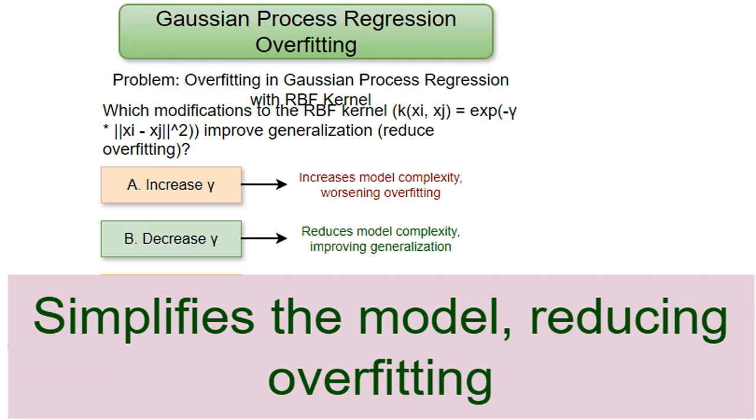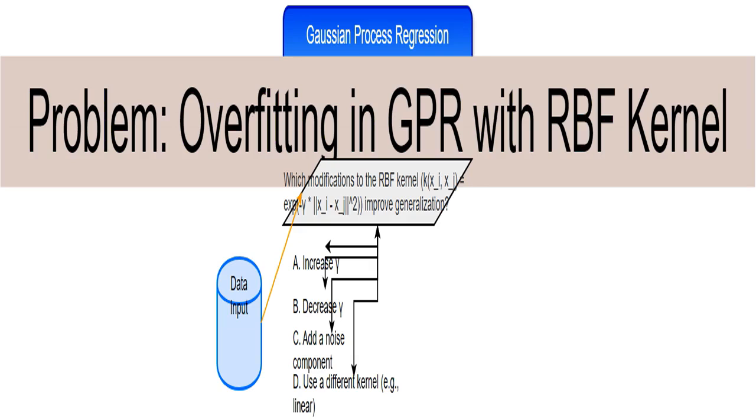Switching to a simpler kernel, like a linear kernel, is another way to reduce the complexity of my model. It is like changing the shape of my model from a complex curve to a straight line and less prone to overfitting. This makes my model much more effective. I'm tackling a problem where Gaussian process regression, GPR, using a radial basis function, RBF, kernel, is overfitting my training data. That means it's learning the noise in the data, rather than the actual pattern, and won't predict new data well. My goal is to improve the model's ability to generalize to unseen data.